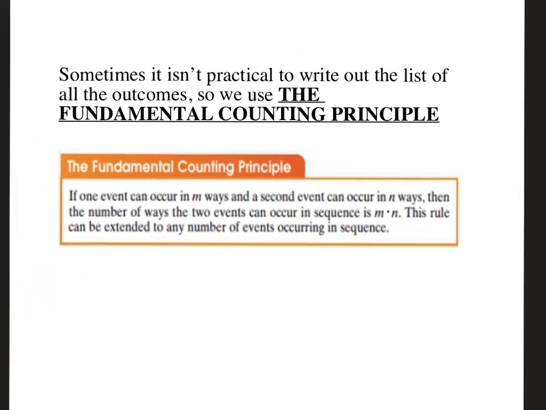Sometimes it isn't practical to write out the list of all the outcomes. So we use the fundamental counting principle. If one event occurs in M ways and a second event occurs in N ways, you literally are just going to multiply the 2 together to get how many outcomes could occur. So for example, if I had 10 pairs of pants and 5 shoes, I could make 50 different pairings.